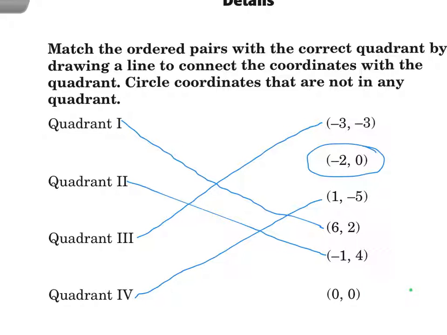0, 0, this is the origin. It is not part of any quadrant. Anytime that you have a coordinate where 0 is involved, you will not be in any quadrant. You will be on either the x or y axis, or you could be at the origin.